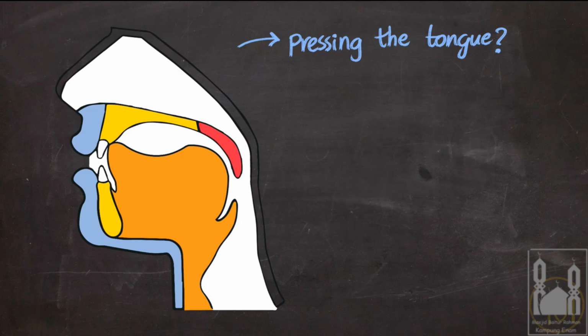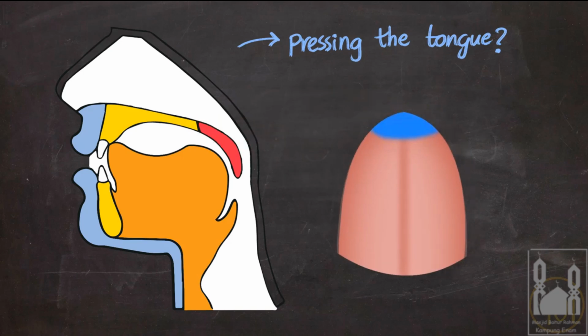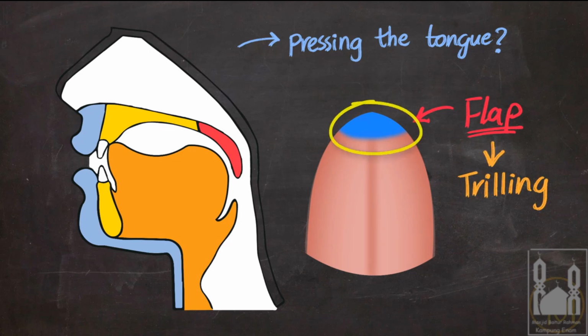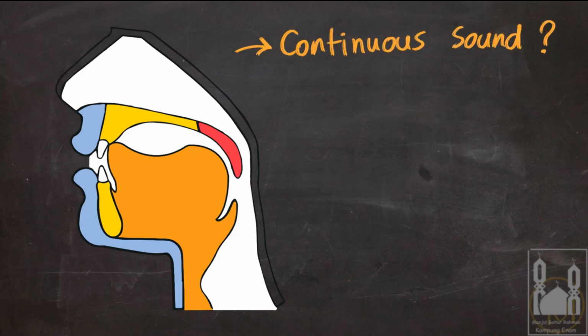mustaqar. If this entire area of the tip of the tongue is pressing, without this tiny space for air to escape, it will cause the tip of the tongue to flap, producing the trilling, which is not exactly what you want in the Quran. So this sound is generated when this entire part of the tongue is pressing without any gap for air to escape from.